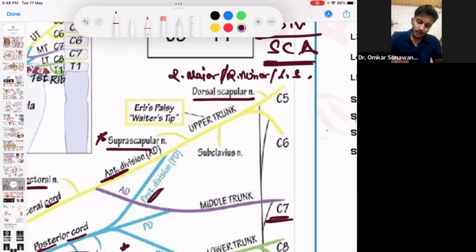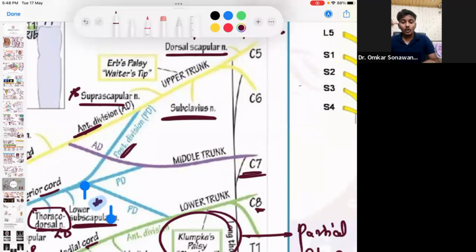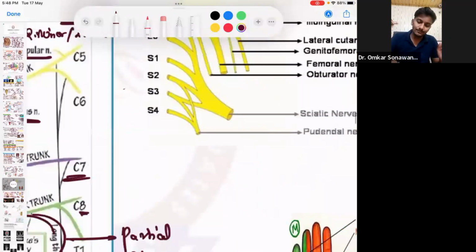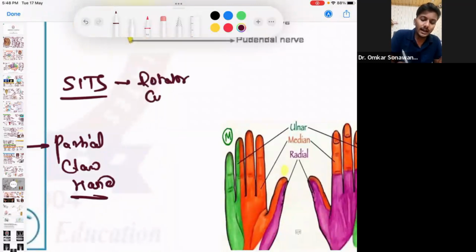Remember this. And the subclavius nerve also arises from the upper trunk. This subclavius nerve, as the name makes evident, will innervate the subclavius muscle. Important thing to be remembered is that all of these, the SITS muscles, are called the rotator cuff muscles.